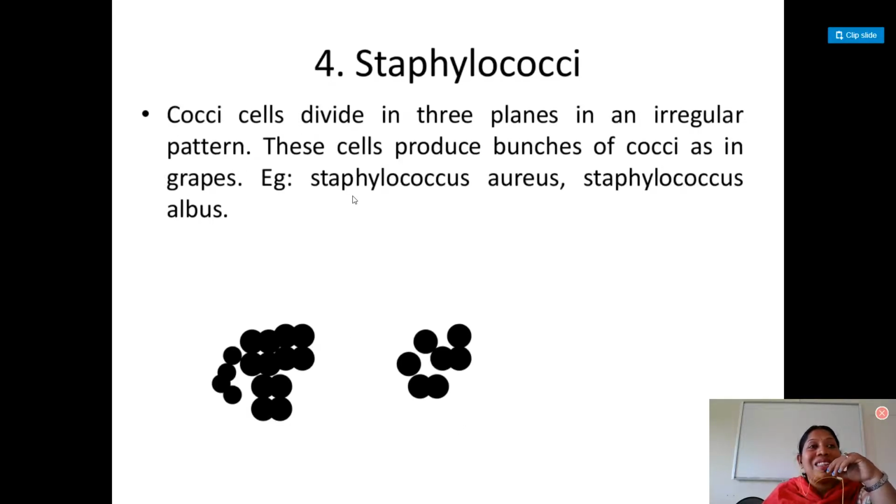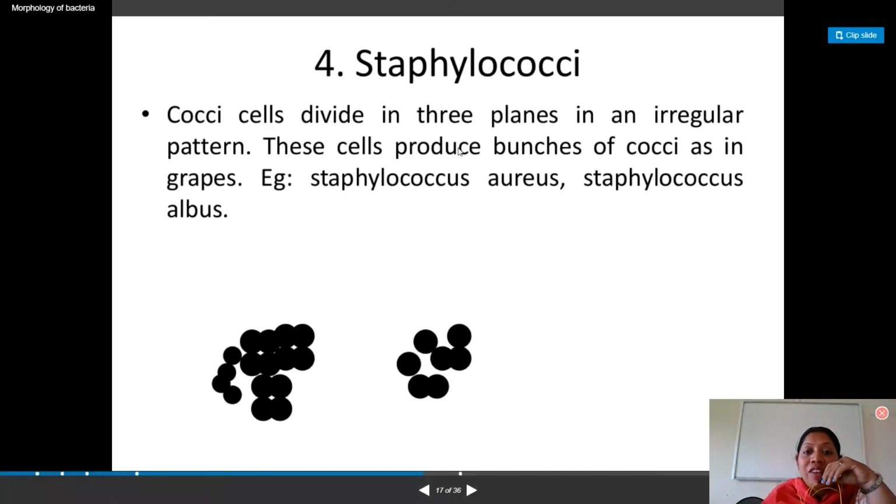The fourth one is staphylococci. Now cocci cells divide in 3 planes, X, Y and Z axis, in an irregular pattern. Now these cells will reproduce and produce a bunch of cocci in grape-like clusters. Example is Staphylococcus aureus and Staphylococcus albus.